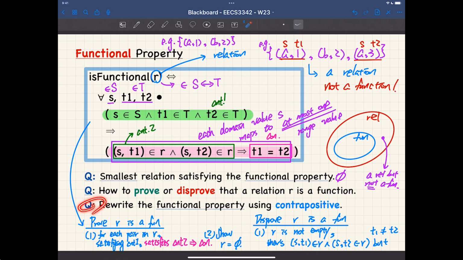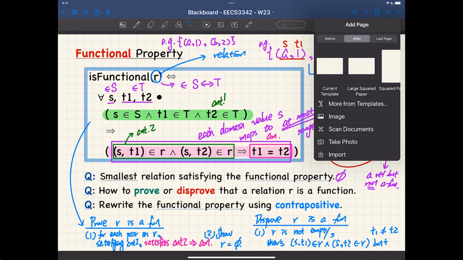Number 3. How do we rewrite the functional property using contrapositive? So this one here can maybe help you a little bit more about interpreting the formula. Let's do that. I'll put it aside. Okay, let's now try that.